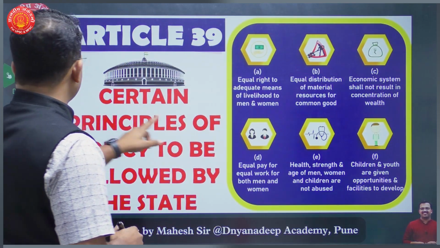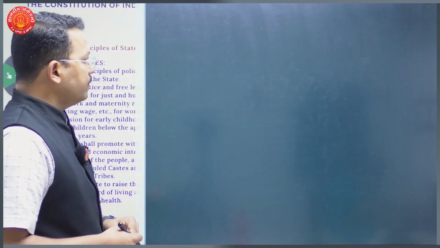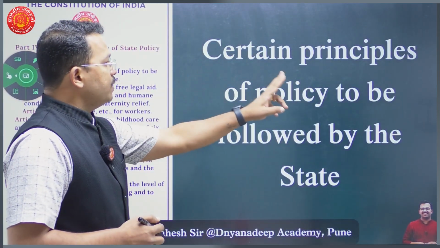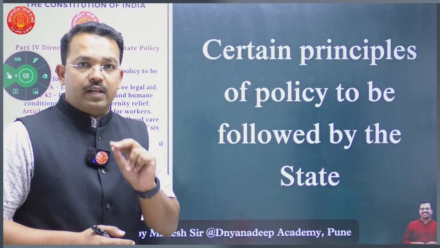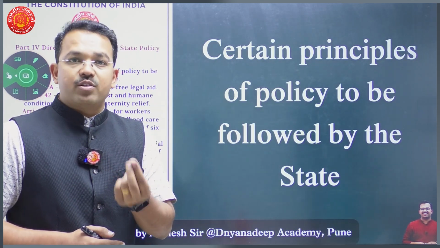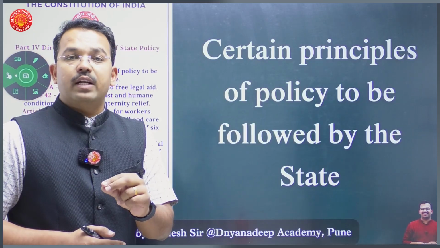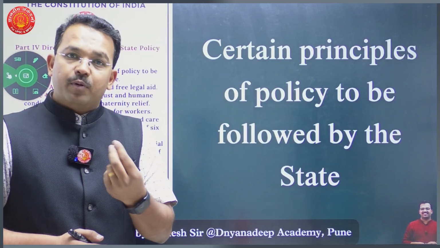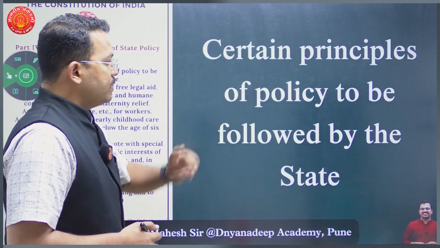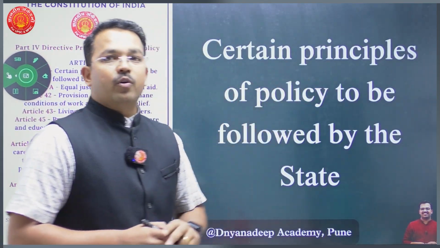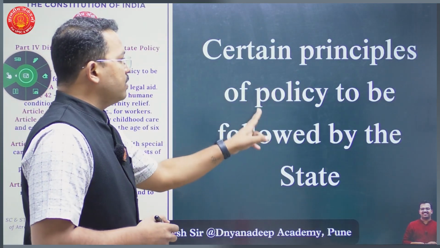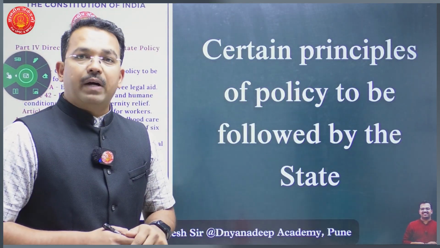Let's try to understand what Article 39 is. So here, certain principles of policy. We have seen what the meaning of policy is. Policy stands for desired course of action. What course of action should be followed by the state is policy. So while making policy to establish a welfare state, what all principles should be followed is given here. So, certain principles of policy to be followed by the state.